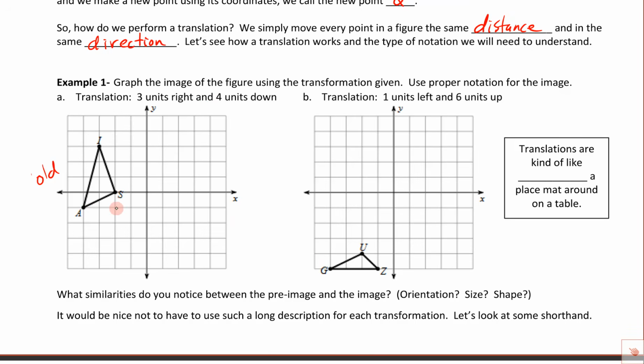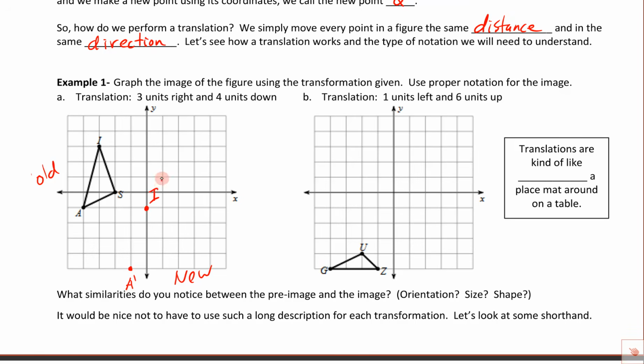So we're going to go 1, 2, 3, down 1, 2, 3, 4. So I'm going to put that point right there, and again, I'm going to label this as A prime. Okay, so the new one is going to go over here. So the old one's over here, the new one's going to go over here. It's going to move right 3 and down 4. So let's take I. So we're going to go right 3 and down 4. There's 2 and there's 4, so we're right here.